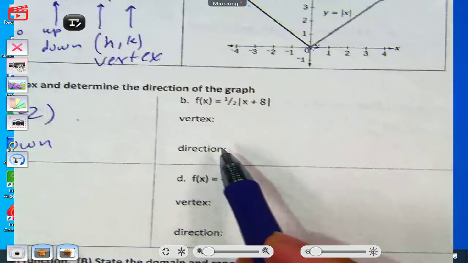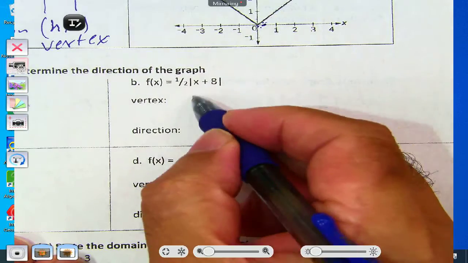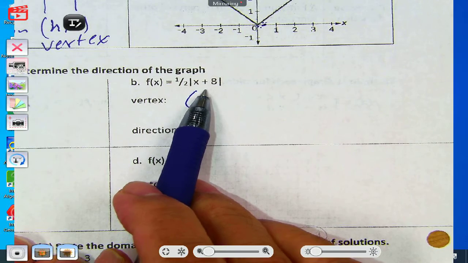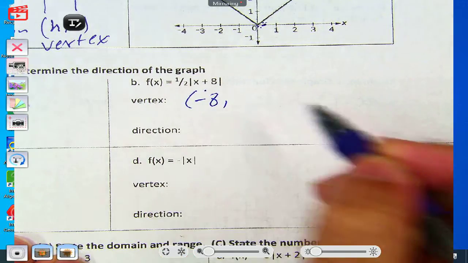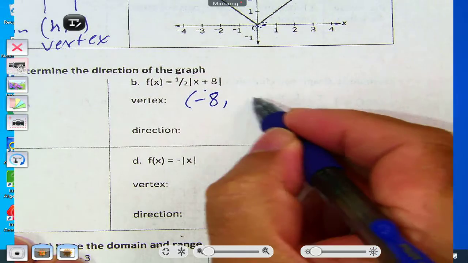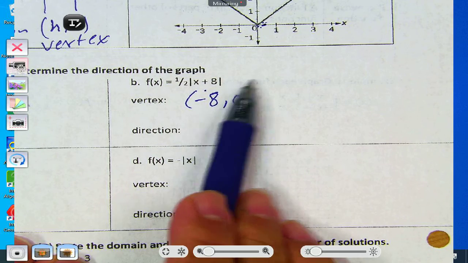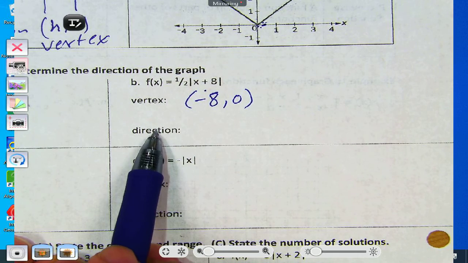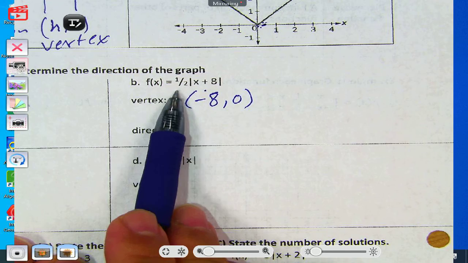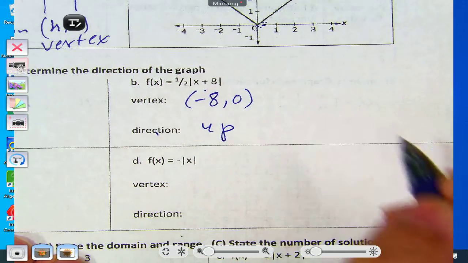All right. So B. My vertex is going to be the opposite of what you see. So it's plus 8, it's going to be -8. And what's being added on the outside? 0. I'm asking what is being added, and that's 0. And the direction is going to be, what is that? Upward, right? It's opening upward.